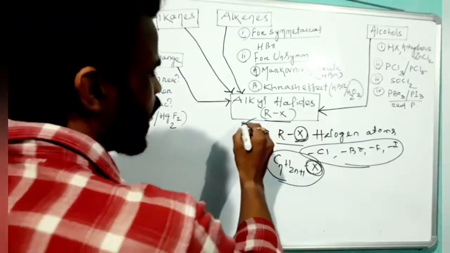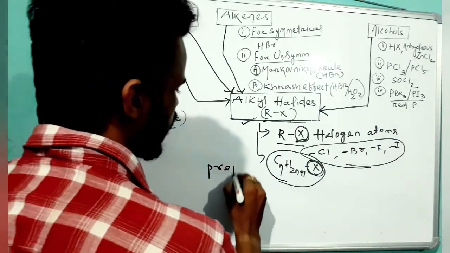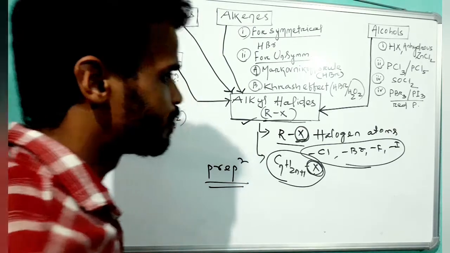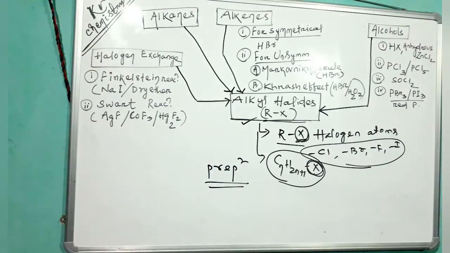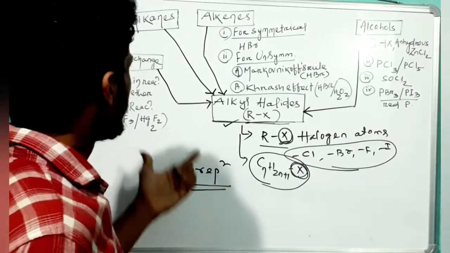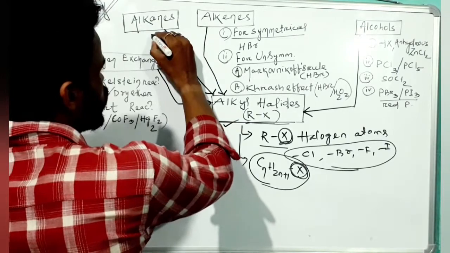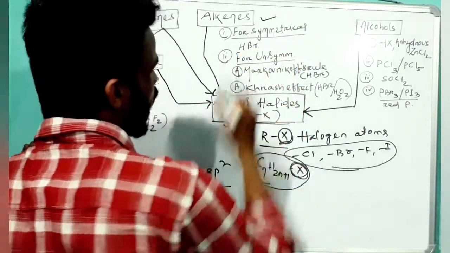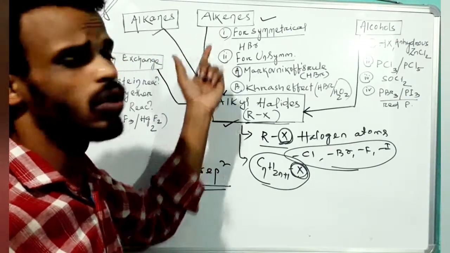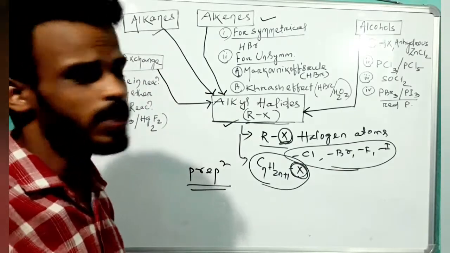Now, how is alkyl halide prepared? The preparation of alkyl halide from hydrocarbons, those are alkanes and alkenes. Alkane is the saturated hydrocarbon and alkene is the unsaturated hydrocarbon. From alkene, how is alkyl halide prepared?